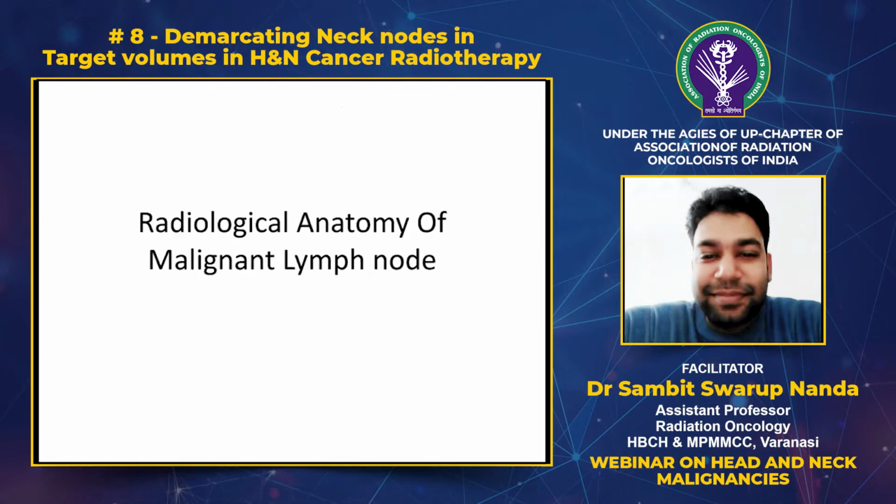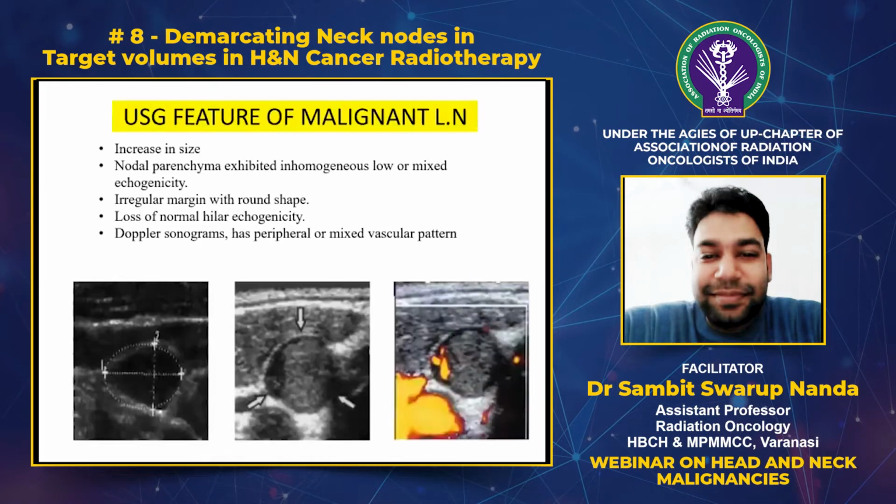To begin with, let's go ahead with the radiological anatomy of the malignant lymph nodes. The most commonly used, and used since a long time, is the ultrasound. High resolution ultrasound can detect malignant lymph nodes very accurately. The typical features include increase in size of the node, nodal parenchyma exhibiting inhomogeneous, low or mixed echogenicity, irregular margins with round shape, loss of normal hilar echogenicity, and on Doppler sonography, a peripheral or mixed vascular pattern.